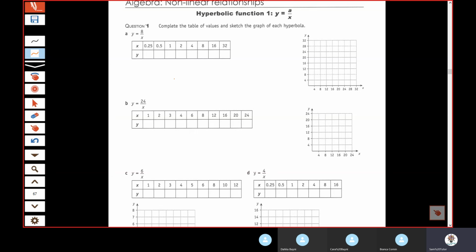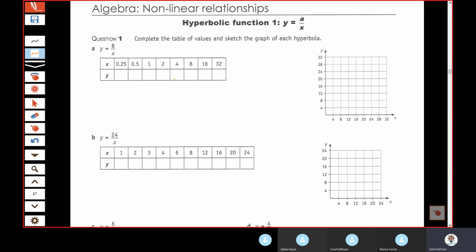Okay, hyperbolas. Again, how do we know it's a hyperbola, Bianca? Because it's a fraction and the x divided by x. But that's not a hyperbola. That's actually a line. That's just half x. So be careful. X has to be in the denominator, that's the biggest thing. Hyperbolas, or hyperbolic functions, look like this.